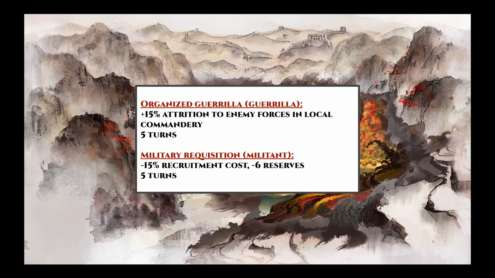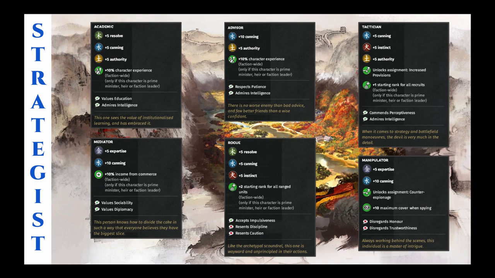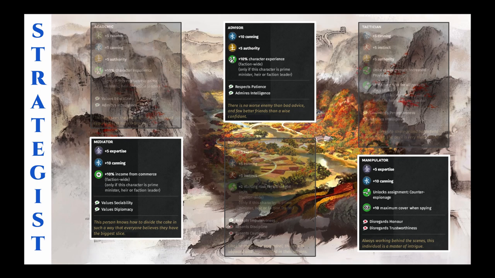So continuing, we finally arrive at the Strategist class with the Academic, Advisor, Tactician, Mediator, Rogue, and Manipulator backgrounds. Like the Commander class, the Strategist class here has 3 backgrounds with 10 points to their primary stat of Cunning. They are the Advisor, Mediator, and Manipulator. All 3 of the secondary stats here are decent, as they're either the Morale-Giving Authority stat or the Melee Evasion Providing Expertise stat. And really, you don't really care about these secondary stat boosts. You really just want the high Cunning stat for the extra ammo on your Strategist.